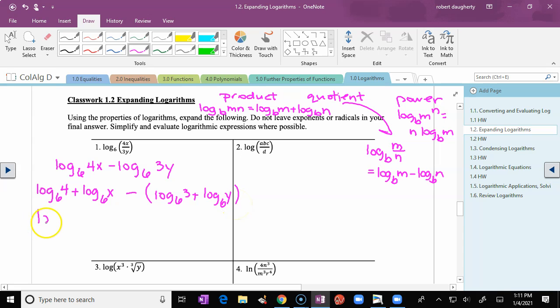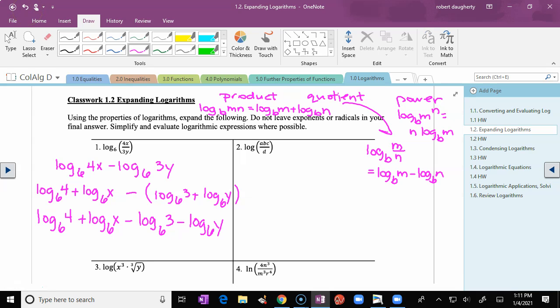This final answer: log 6 of 4 plus log 6 of x minus log 6 of 3 minus log 6 of y. You have to be very careful with this minus sign here. Remember that minus sign distributes into both of those terms.